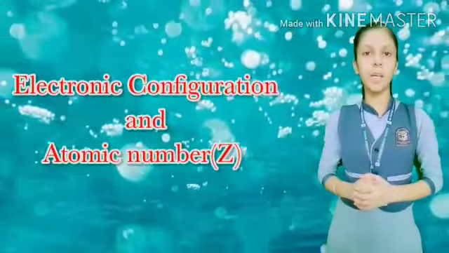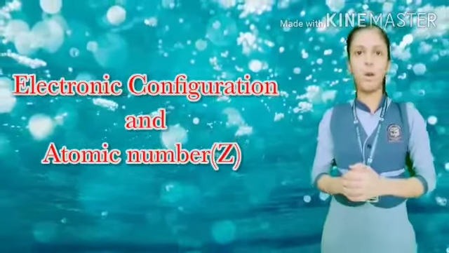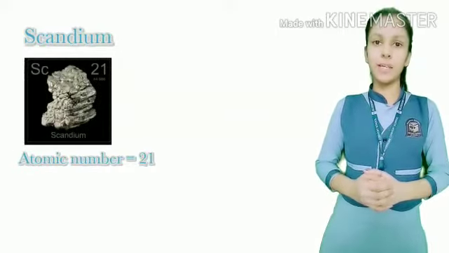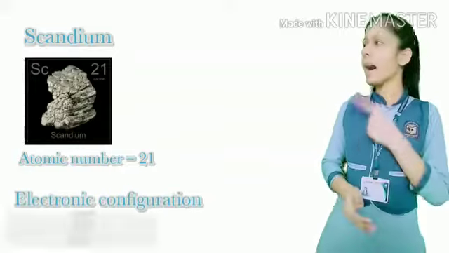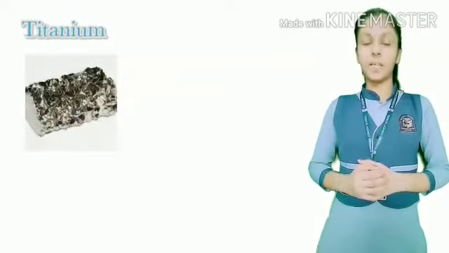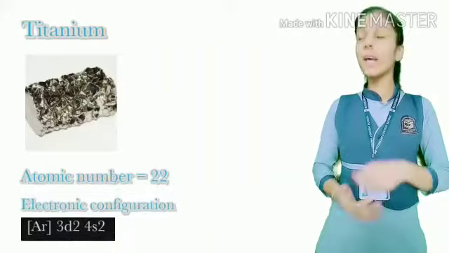So now we are going to learn about the atomic number and electronic configuration of each element of the first transition series of D block. So let's get started. So the first element is scandium. Its atomic number is 21 and electronic configuration is argon 3d1 4s2. The second element is titanium. Its atomic number is 22 and electronic configuration is argon 3d2 4s2.